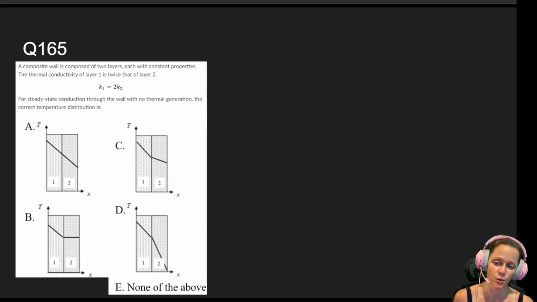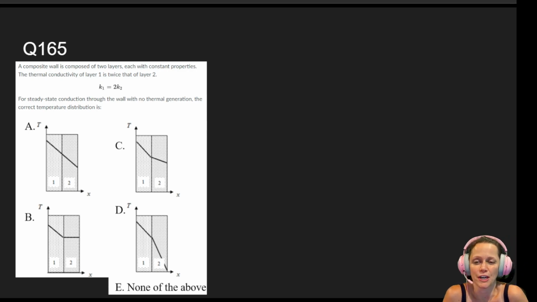This is clearly not question 165. I think this is question 16. But we've got a composite wall composed of two layers, each with constant properties. Thermal conductivity of layer 1 is twice that of layer 2. So for steady state conditions through the wall with no thermal heat generation, we're looking for the correct temperature distribution.